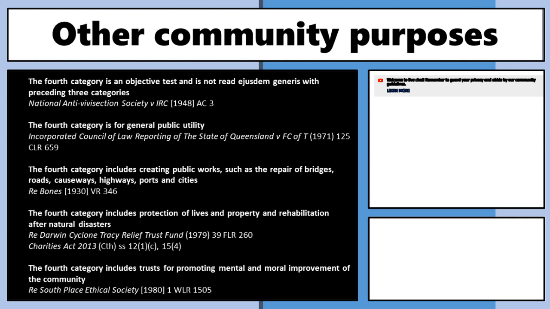So if you try to reduce the amount of suffering in animals, the argument here is that it makes us better people. And that, so the argument goes, is beneficial to the community. Again, they're trying to do this under the fourth limb of Pemsel's case. And this is a much higher, harder, firmer public benefit test. You've got to demonstrate a tangible benefit to society.